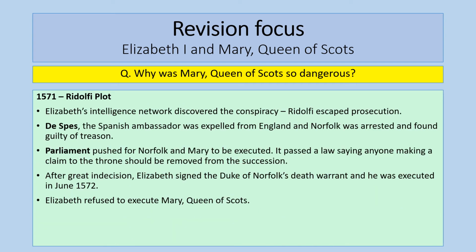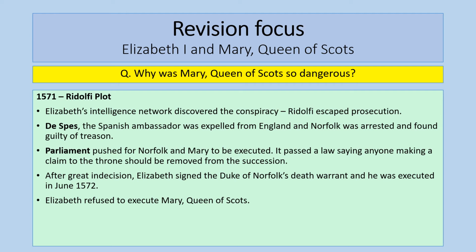Okay, so with the Ridolfi plot, Elizabeth has an absolutely fantastic intelligence network, a spy network essentially, in England at this time. And they discover the conspiracy. The Spanish ambassador is involved, so he's expelled from England. The Duke of Norfolk is arrested and found guilty of treason. Elizabeth eventually signs the Duke of Norfolk's death warrant reluctantly. He's executed in June 1572.